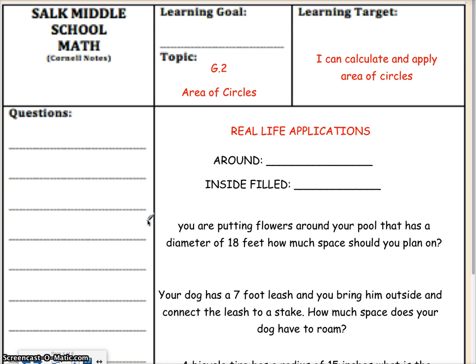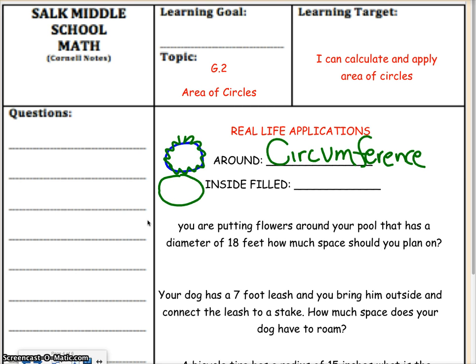If you're going around a circle, the outside of the circle, that is circumference. So if you're going around a circle, it's circumference. If you're filling up the inside, if whatever you are talking about can include everything within that area, you use the area formula.